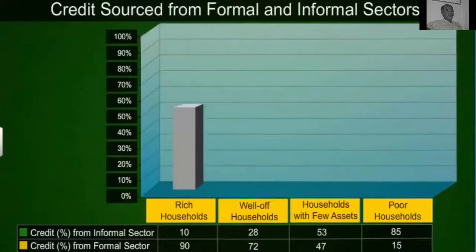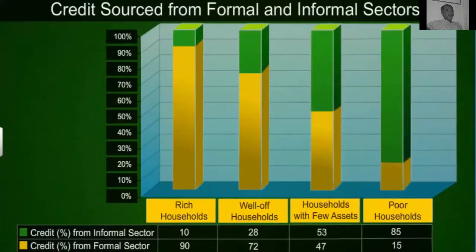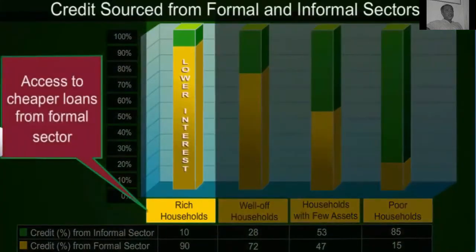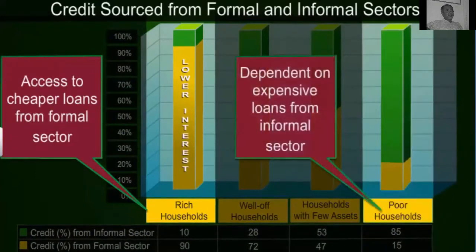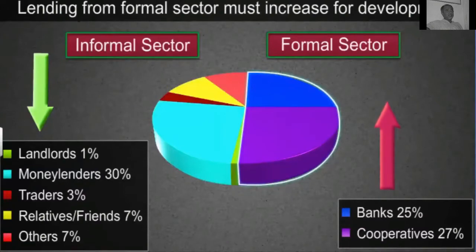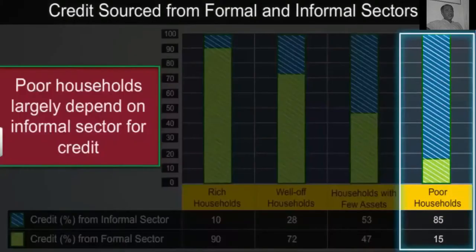The chart here shows the credit taken by different kinds of urban households in 2003. Observe that while the rich households get 90% of their credit from the formal sector, the poor households get only 15% of their credit from the formal sector. Thus, the rich have more access to cheaper credit from the formal sector, while the poor still have to depend on loans at higher rates of interest from the informal sector. Cheaper credit is essential for development in a country. Since the formal sector offers more affordable credit, it must increase its lending to more and more people, especially in rural areas.